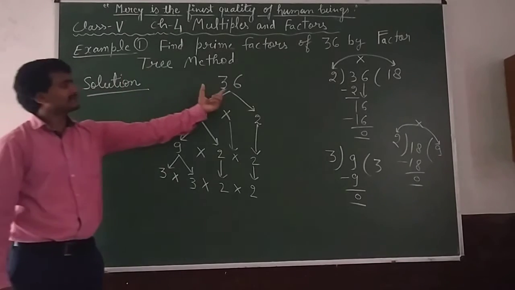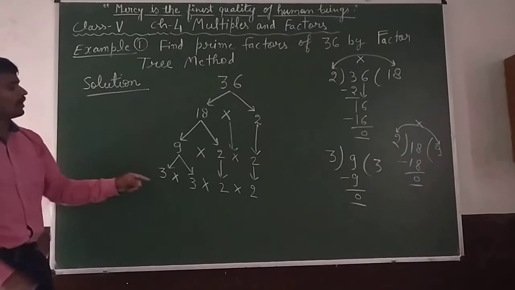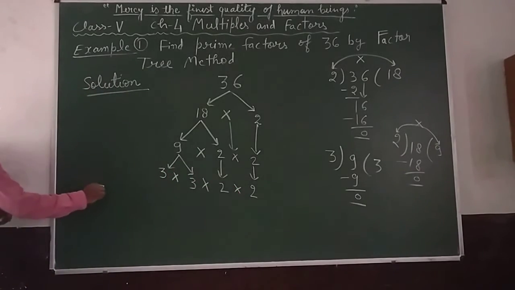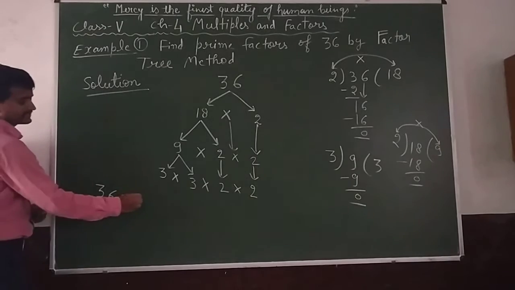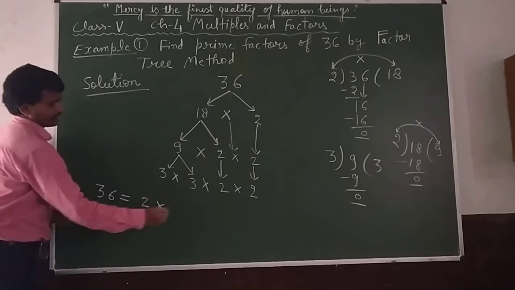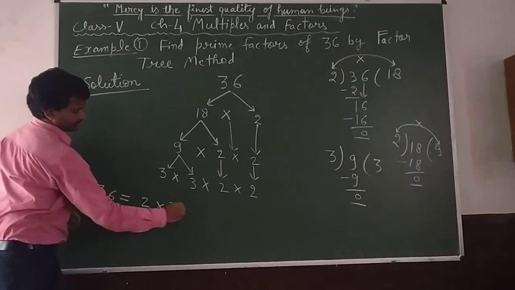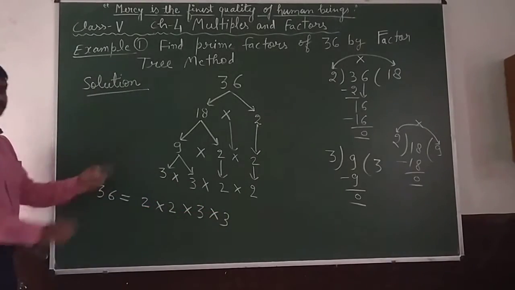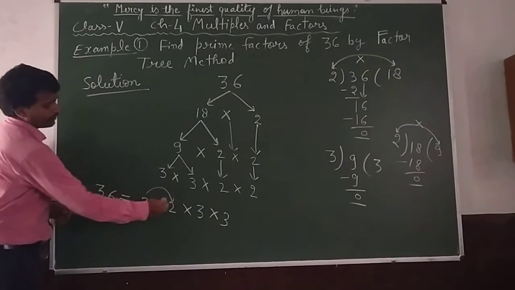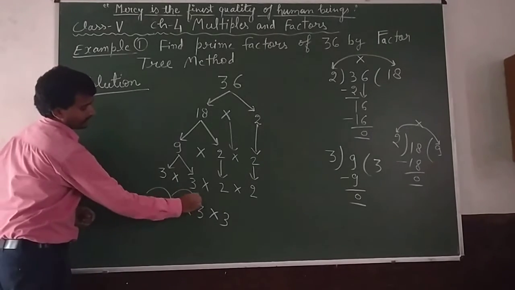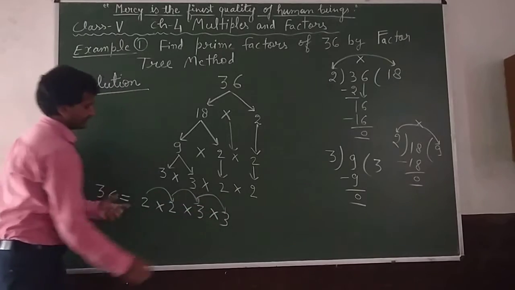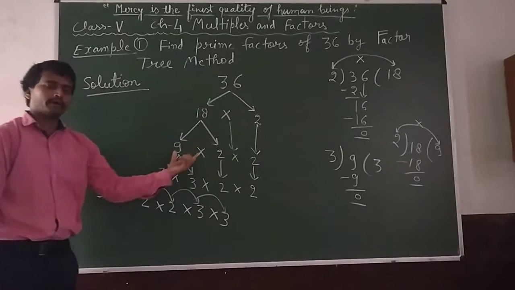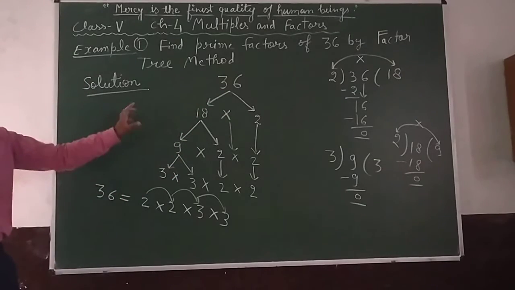So we can write 36 in the form of a multiplication of its prime factors. We can write 36 equals 2 multiplied by 2 multiplied by 3 multiplied by 3. We can check: 2 into 2, 4; 4 into 3, 12; and 12 into 3, 36. So this is the factor tree method of finding the prime factors of a given number.